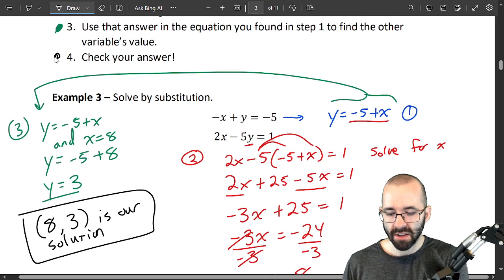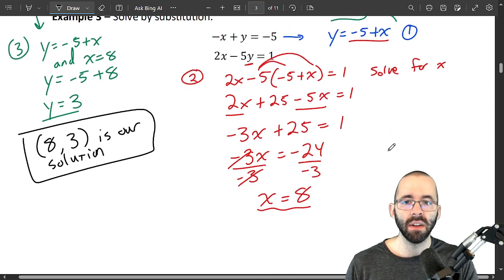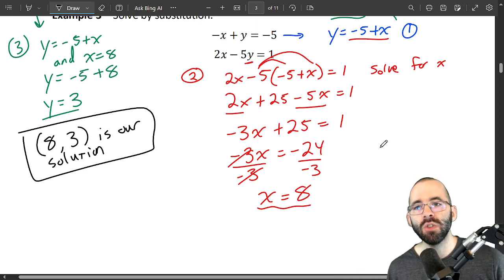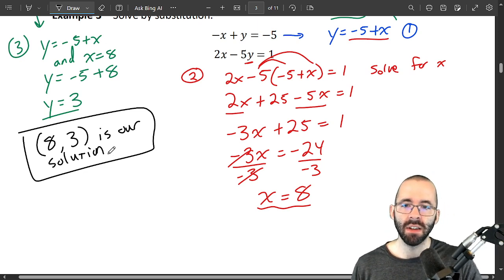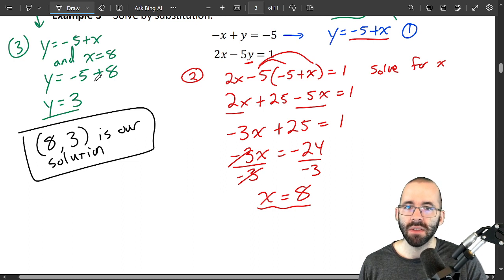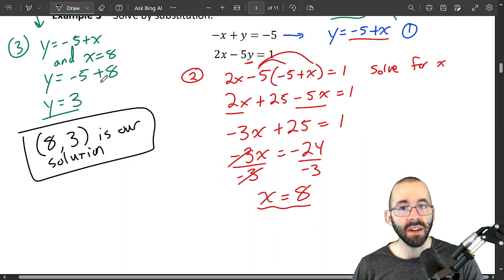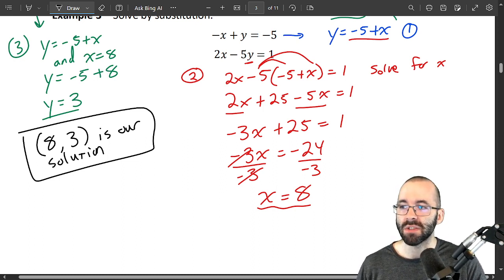Well, let's check our answer. Step 4. How do you check our answer? The solution to an equation is just all the points that make that equation true. For a system, it better make both equations true.